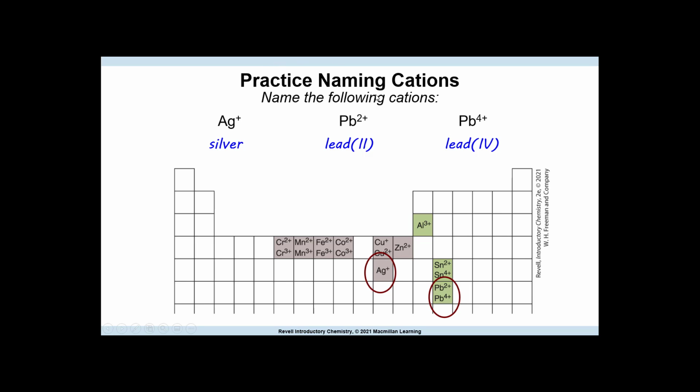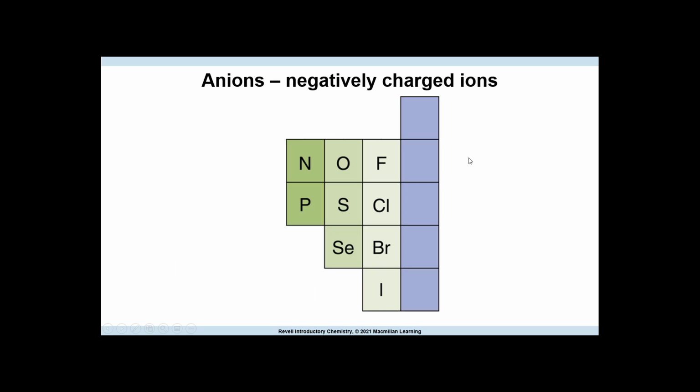Okay, so let's practice naming these. Name the following cations. For Ag, that's silver. For lead with a 2 charge, that's lead, no space in between, with a 2. And then we have lead with a 4. You would look up the Roman numeral. I gave that to you, so if you need it, reference that. And you would write it with no space in between.